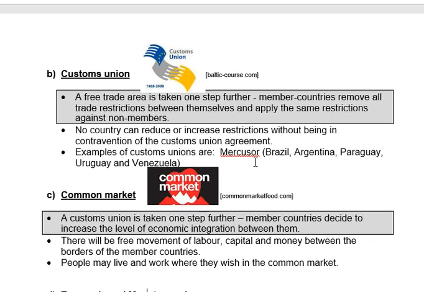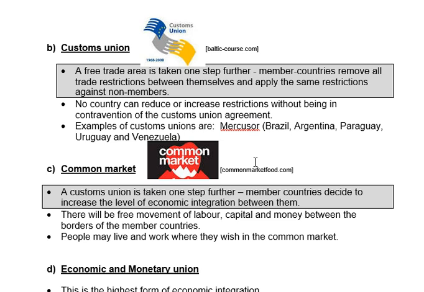The second step is called a customs union. This takes it one step further. You have a free trade area, and now we're going to build on the free trade area. So when we have a customs union, it means that member countries will have a free flow of goods and services between them, and what is added now is that any kind of restrictions between member countries and non-members will also be standardized.